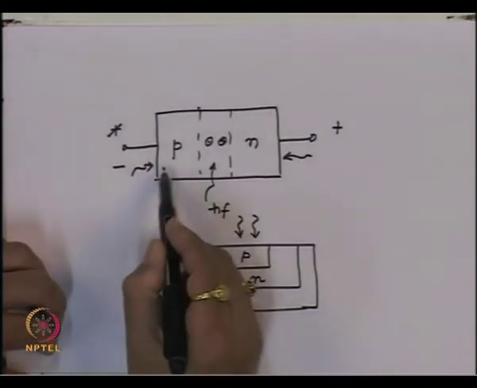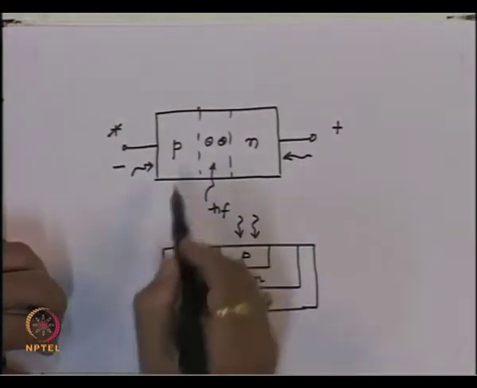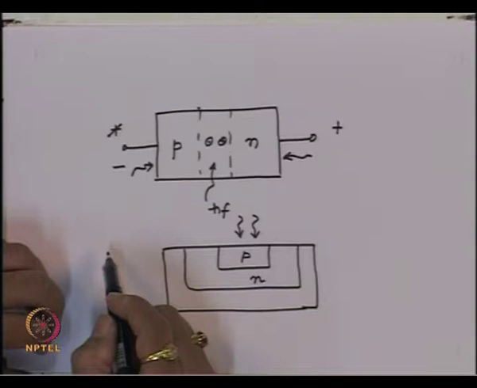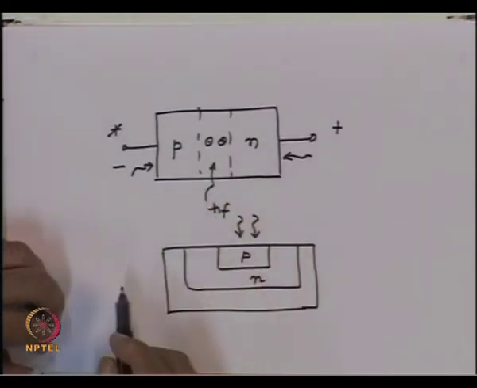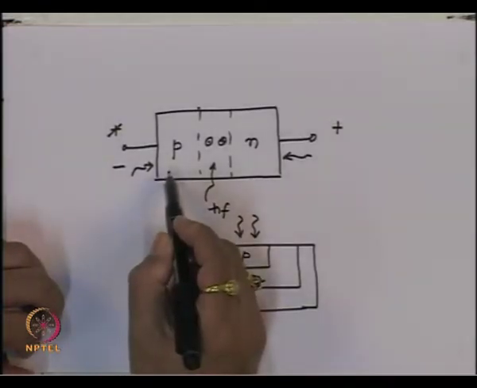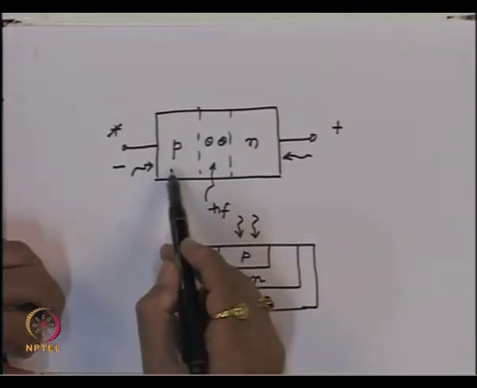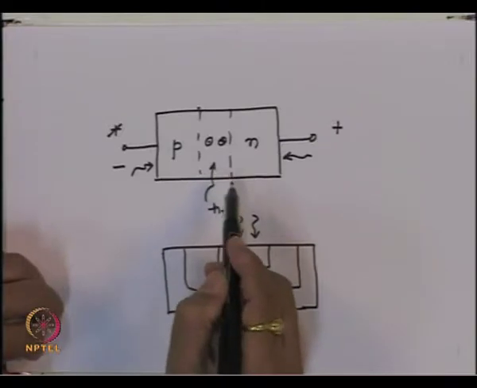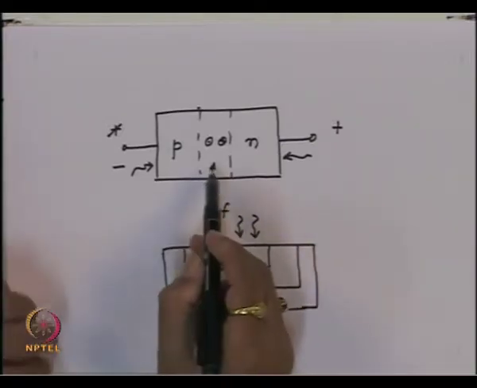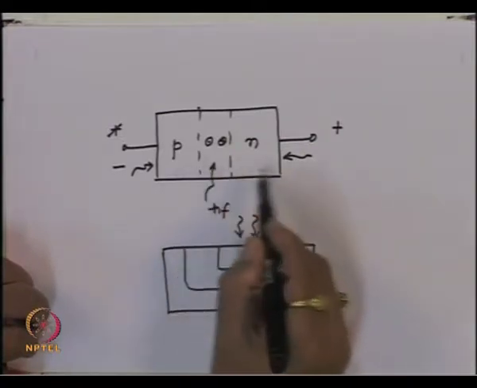Now, the carriers which are generated in this region do not experience much electric field, because most of the electric field is present inside the depletion region. So, if these carriers have to be collected into the external circuitry, first they should slowly move to the depletion region, and then from the depletion region, under the influence of the electric field, you will have what is called the drift current.